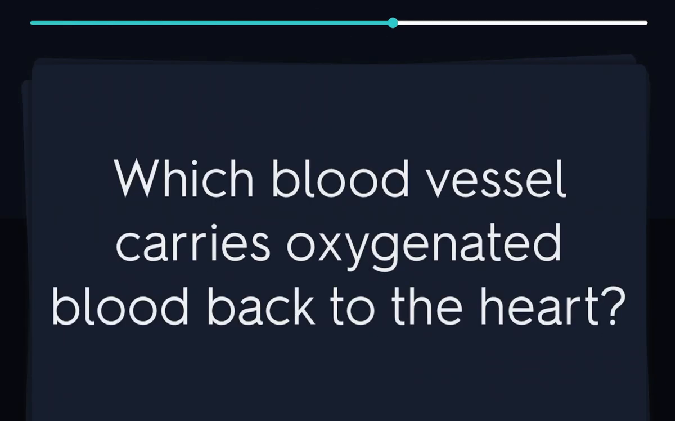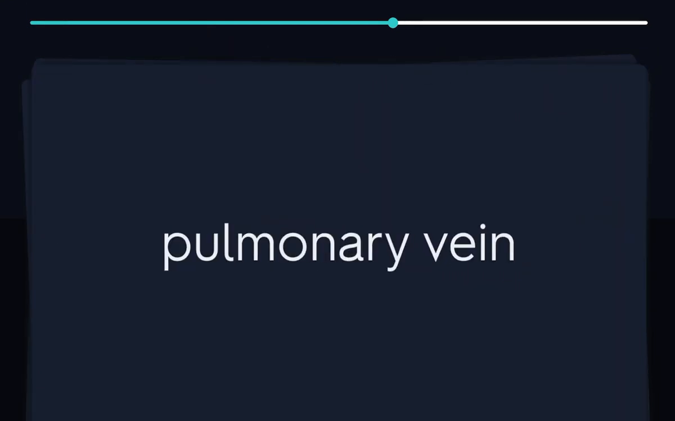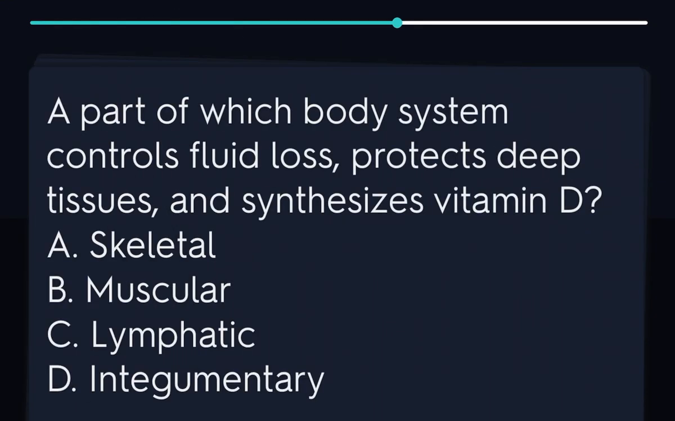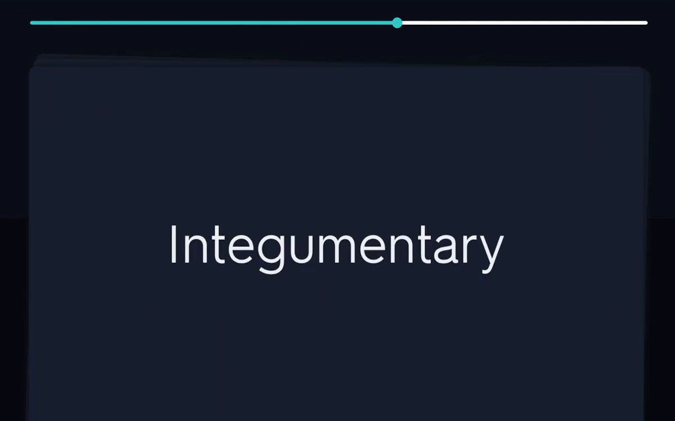Which blood vessel carries oxygenated blood back to the heart? Pulmonary vein. A part of which body system controls fluid loss, protects deep tissues, and synthesizes vitamin D? A. Skeletal, B. Muscular, C. Lymphatic, D. Integumentary. Integumentary.